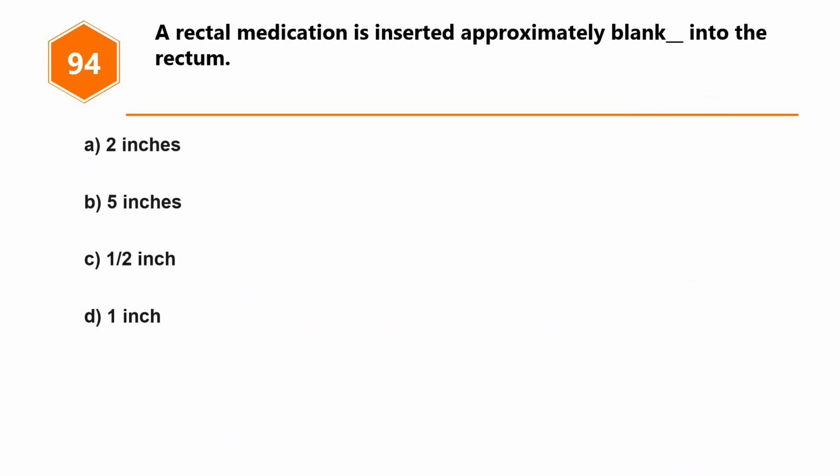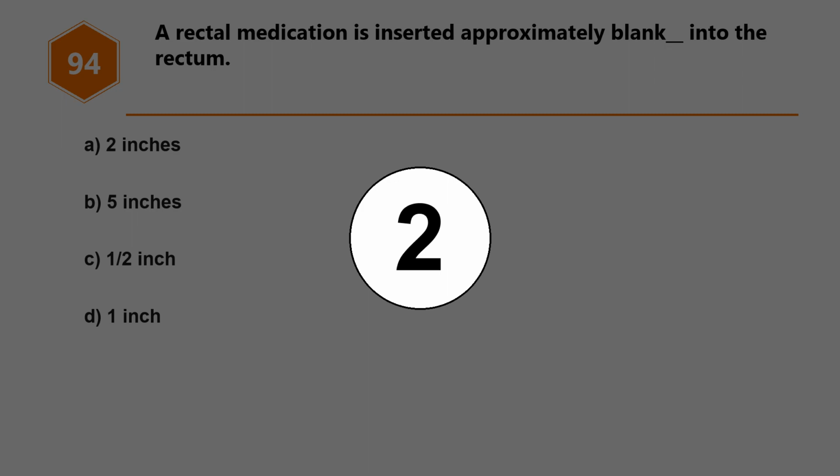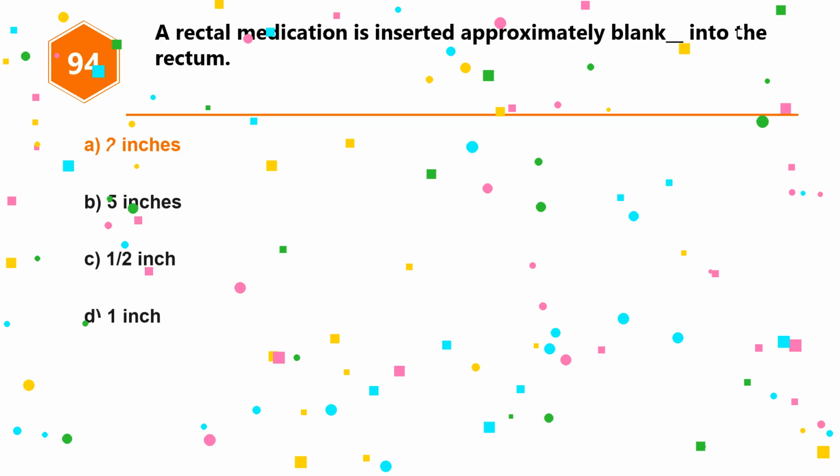Question 94. A rectal medication is inserted approximately blank blank into the rectum. Option A, 2 inches. Option B, 5 inches. Option C, 1/2 inch. Option D, 1 inch. The correct answer is option A, 2 inches.